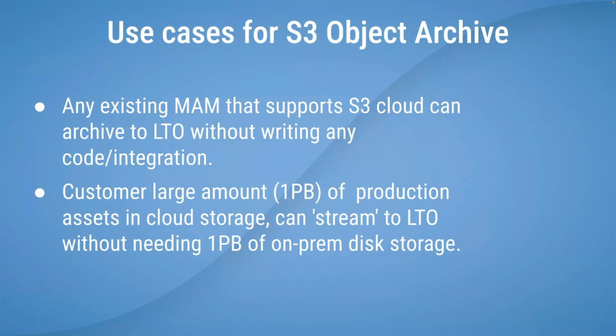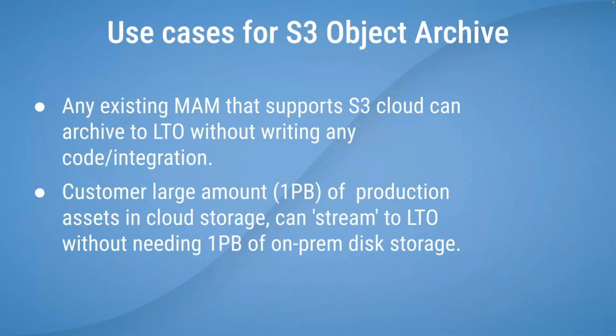And then the second bullet is basically customers with very large amounts of data. Let's just say, for argument's sake, 1 petabyte in the cloud. They might want to make an archive of that to LTO, but previously it would be very difficult because they'd have to copy it back to on-prem storage. They'd need a petabyte of on-prem disk storage, and then from there they can archive.